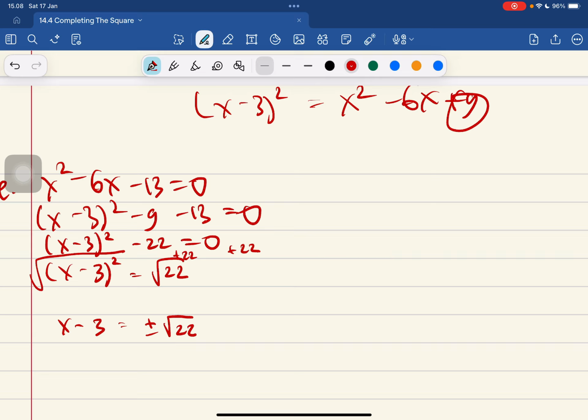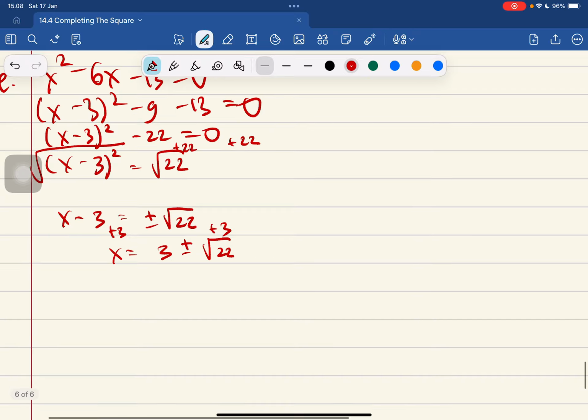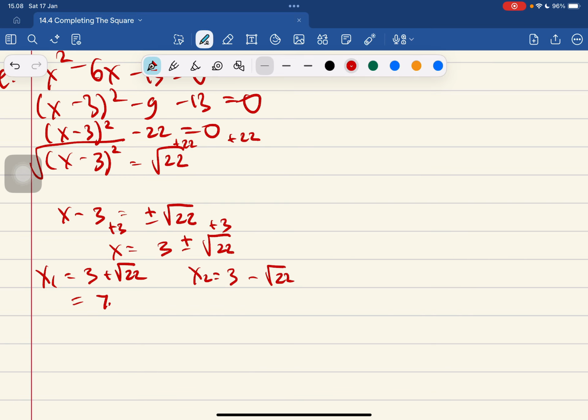Get rid of this 3, so we plus by 3 on both sides, so we got x equal to 3 plus minus square root of 22. So for the first x we will use the positive sign, so 3 plus square root of 22. For the second x we will use 3 minus square root of 22. You can use a calculator to get two decimal places. So the first one we will have 7.47, and then for x2 we will get negative 1.47.